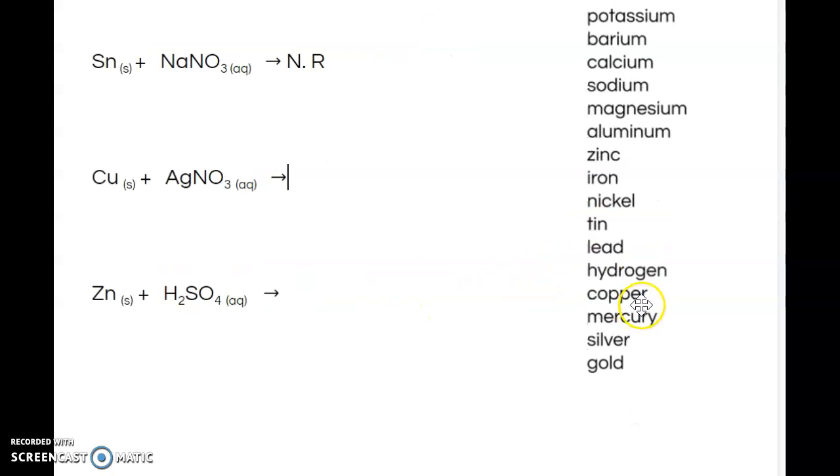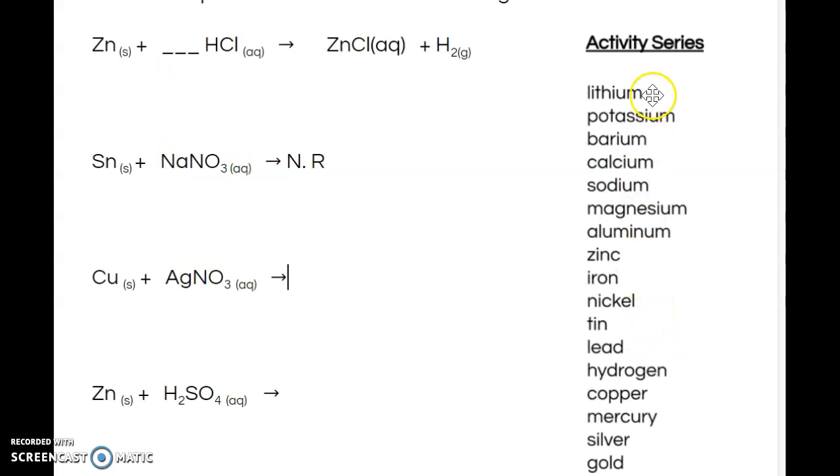Then copper plus gold nitrate. Where's copper here? Copper is right here. Gold is right here. Copper is higher on the activity series, so therefore there will be a displacement. So I'll put gold, Ag, and I can guess that Ag will be solid, plus, and now I'm going to write copper nitrate.